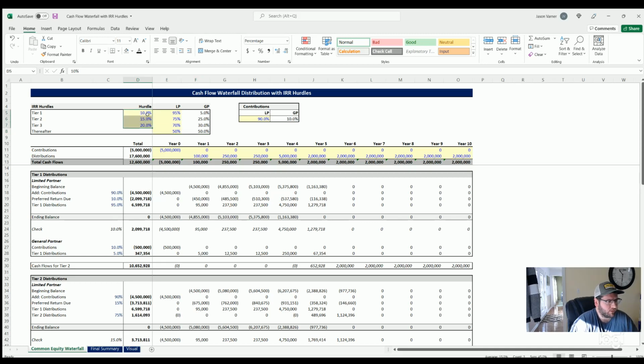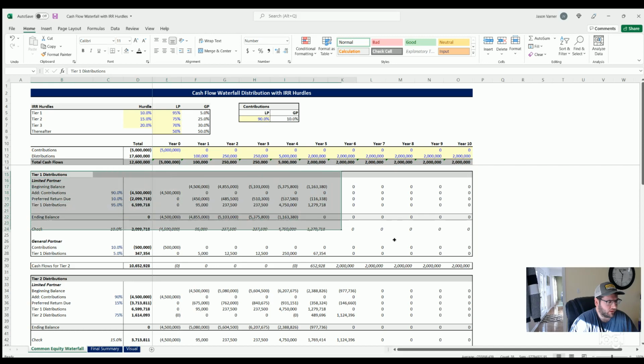All you have to do as a user of this is put in the contributions of cash. So based on whatever contributions are required, this is how much LP is going to contribute. This is how much GP is going to contribute. Then you put in your hurdle rates. You put in the cash splits at each hurdle. And you put in the contributions and distributions of cash required in each period, 0 to 10. That's it. And then this does all the logic.